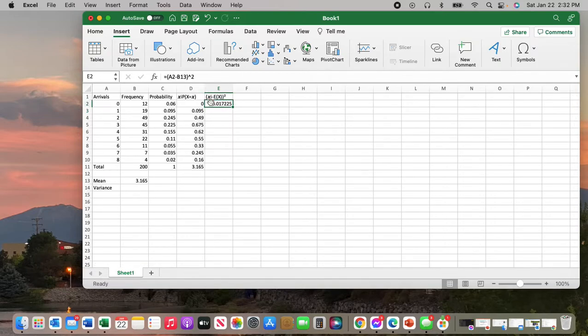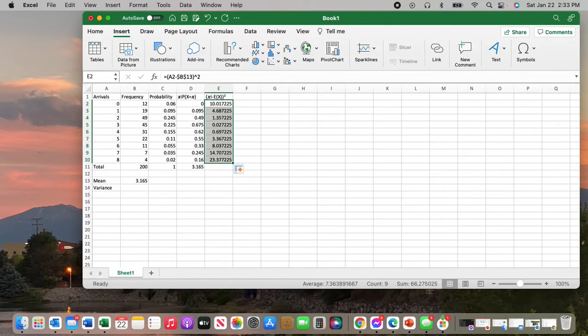So once again, looking at the formula, we have our number of arrivals, in this case 0, minus our mean, which is 3.165, and then we elevate that to the second power. Basically, 3.165 elevated to the second power is 10.01. I am going to put the dollar signs in here so we know that the data is fixed. Then I grab this little corner, drop it all the way down, and that will give me all of my values.